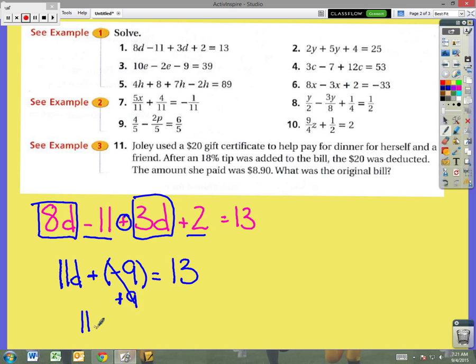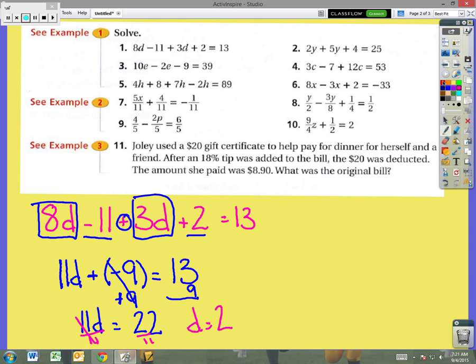So now I have 11d. Now I am going to add 9 to this side. Add 9 to this side. Well, that gives me, I believe, 22. And I know you guys are jumping at it right now. You're saying, hey, d equals 2. Yes. Divide both sides by 11, and I have d is equal to 2.